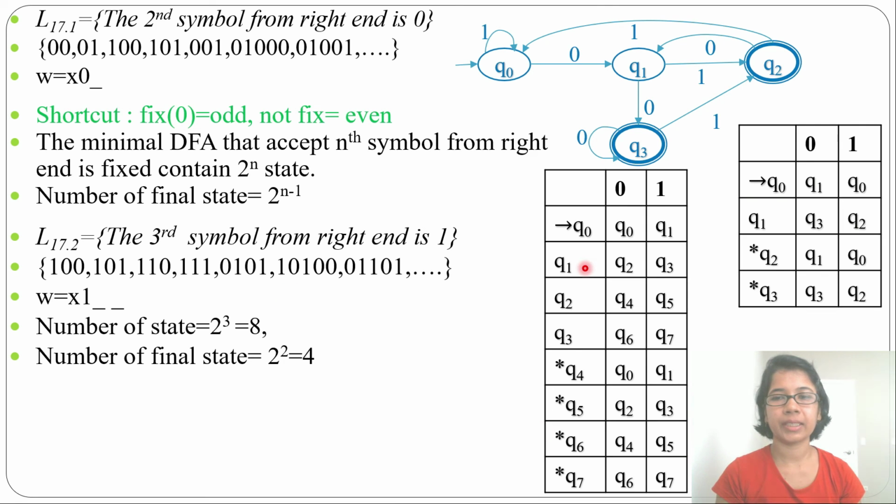If you want, you can design the transition diagram from this transition table. It is very easy: just write the state names and draw according to the transitions. This is the shortcut trick. You can use the shortcut trick, or you can also do it without using the shortcut.